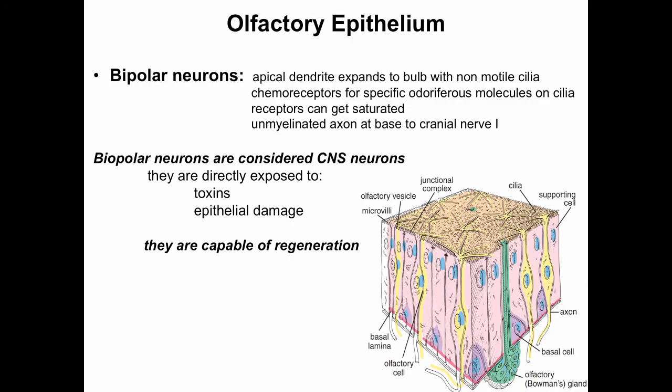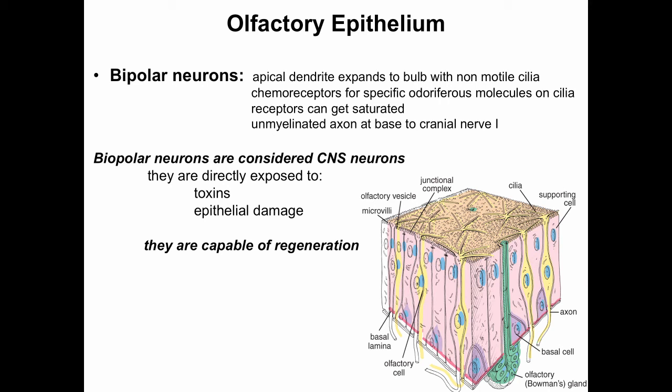Now let's just say a word or two about the olfactory epithelium. There are bipolar neurons, one of which I'm highlighting here in the cartoon. The apical dendrite of the bipolar neurons expands into a bulb region, and off that region there are many non-motile cilia. On these non-motile cilia are the odoriferous receptors, and these receptors can get saturated. At the basal end is an axon that will synapse to cells that are in cranial nerve number 1.